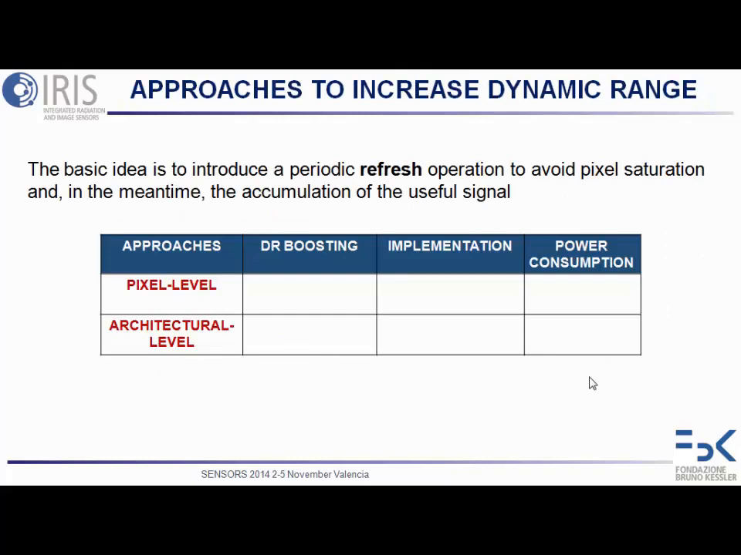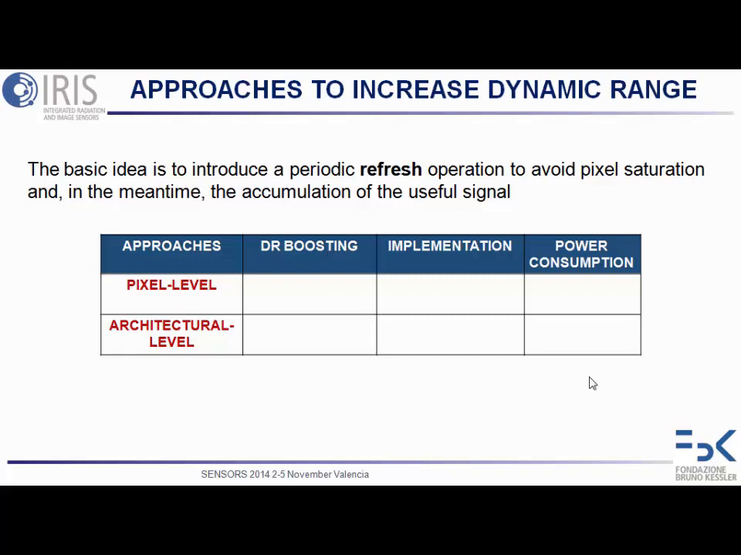So there exist in literature different approaches in order to increase the dynamic range of a camera. Also, Professor Charbon showed us some examples. But the basic principle is to introduce a sort of refresh operation for the pixel in order to reset the pixel in a periodical way, but still maintaining the differential signal to be accumulated during the integration time.